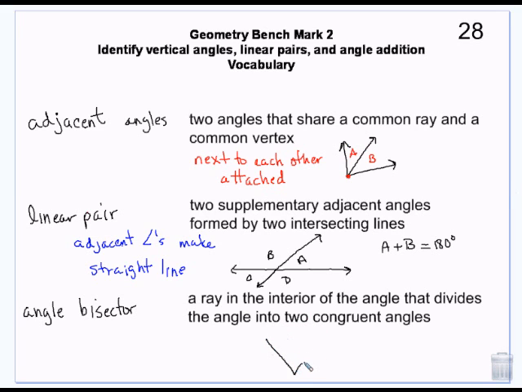So I have an angle, and I have another ray that comes and cuts that angle in half. And as long as these two are the same measure, so I'm just going to write A and B, as long as A equals B, the blue line is an angle bisector. Bisect means to cut in half, and anytime you cut something in half, perfectly in half, they're the same size.